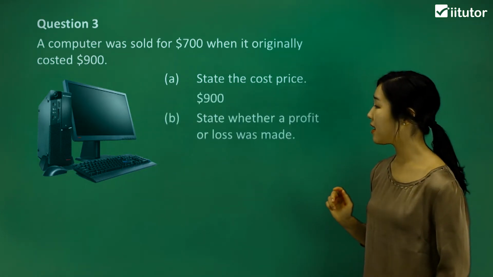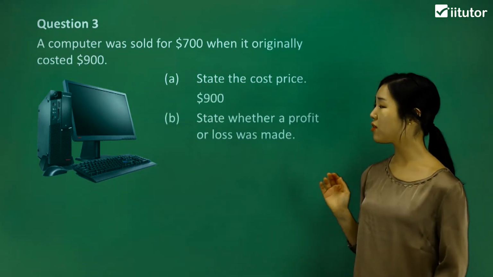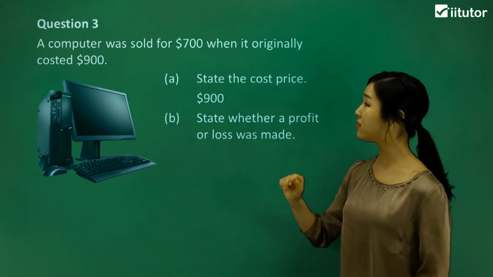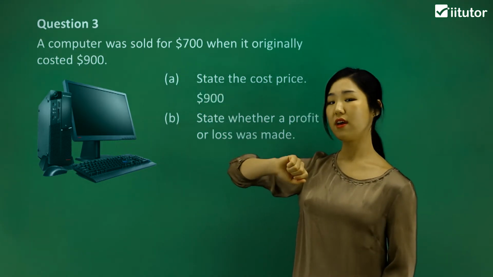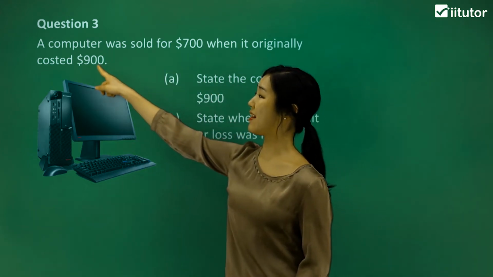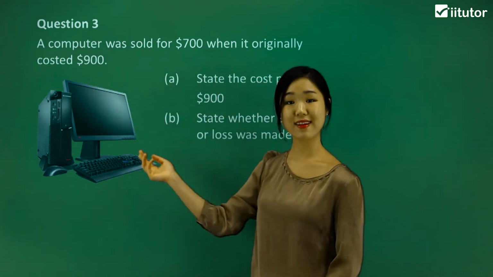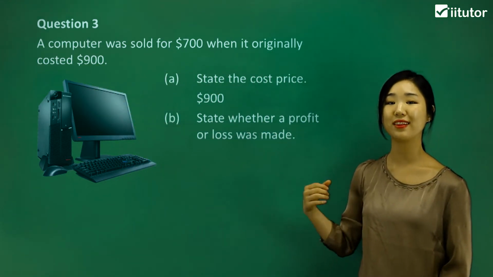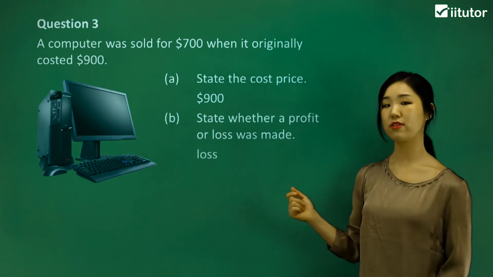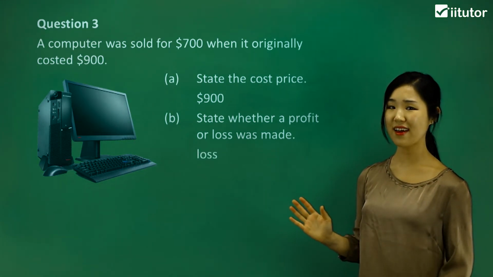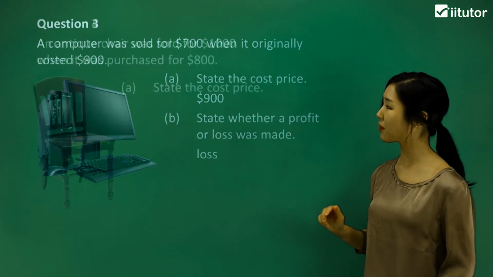Now B, it's asking us to state whether a profit or loss was made. Now, it was sold for $700. Is $700 more than or less than $900? It's less than, isn't it? So it was sold for something less than what we initially bought it for, so therefore it's a loss. Make sense, guys? It's pretty straightforward, isn't it?